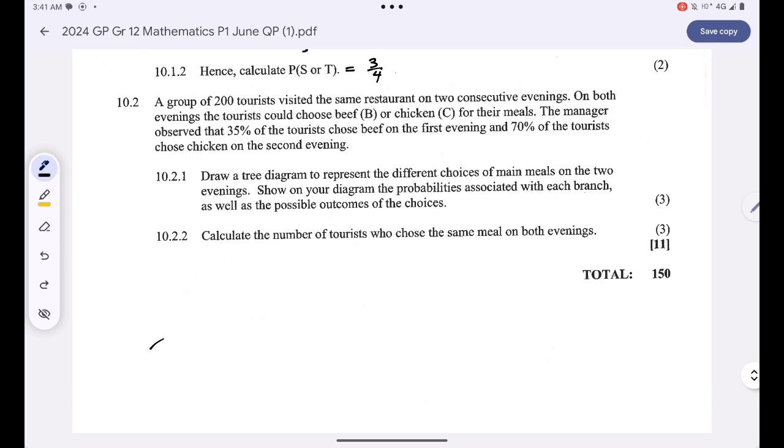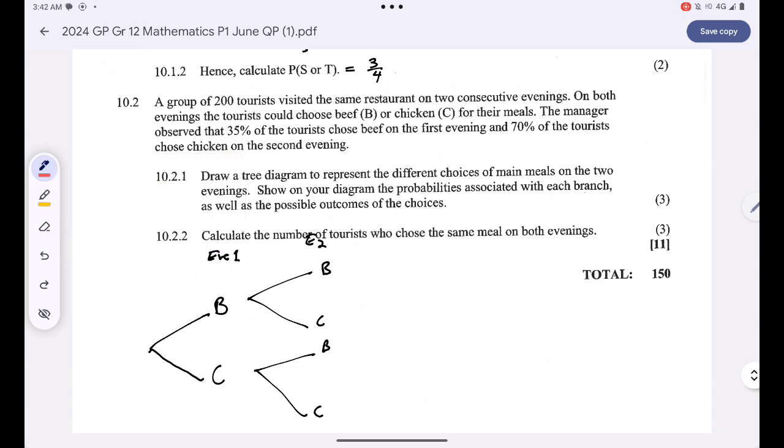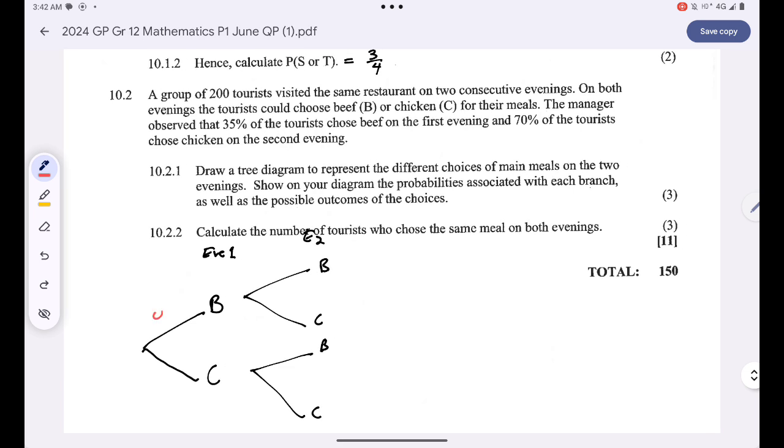Okay, evening number 1. The tourists could have chosen beef or chicken. This is evening 1. For evening 2, it will be like this. For evening 2, they can still choose beef or chicken. And then we are given numbers. We are told that 35% chose beef on their first evening. 35%, that's 0.35. They chose beef.